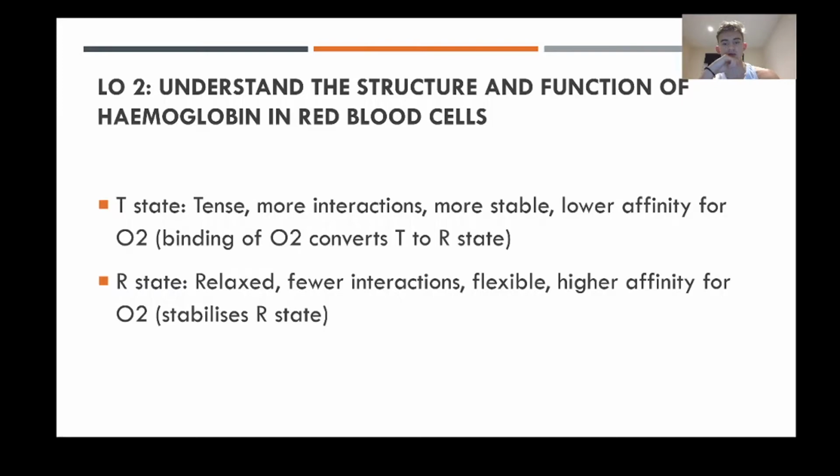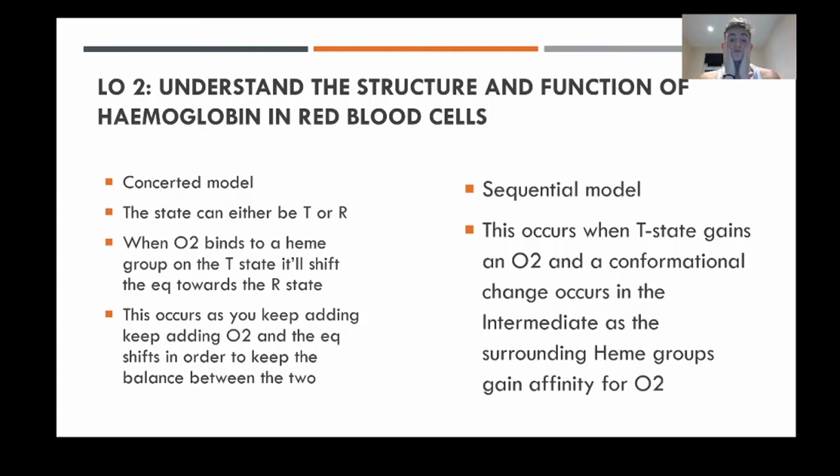So more interactions occur, and it's more stable and has lower affinity for O2. And then we've got this R state, which is relaxed with fewer interactions. It's quite flexible and has high affinity for O2. The hemoglobin has two models, which we go through. And the reason we have two is that none of them explain everything that happens in nature.